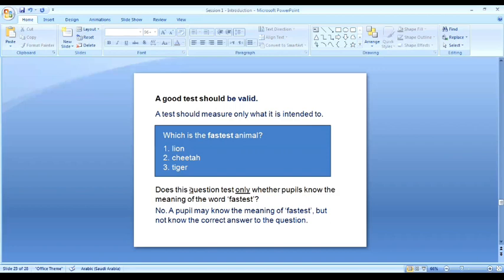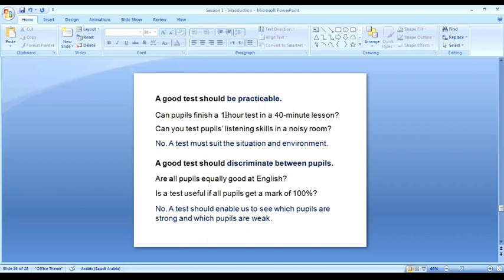So does this question test only whether pupils know the meaning of the word fastest? No. A pupil may know the meaning of fastest, but not know the correct answer to the question. They might not know, is it lion or cheetah or tiger? So this should be valid. It should measure only what it is intended to. This is what we mean by validity.